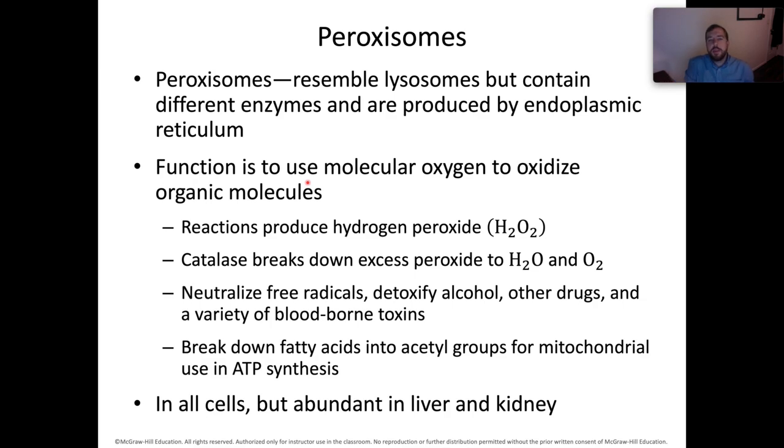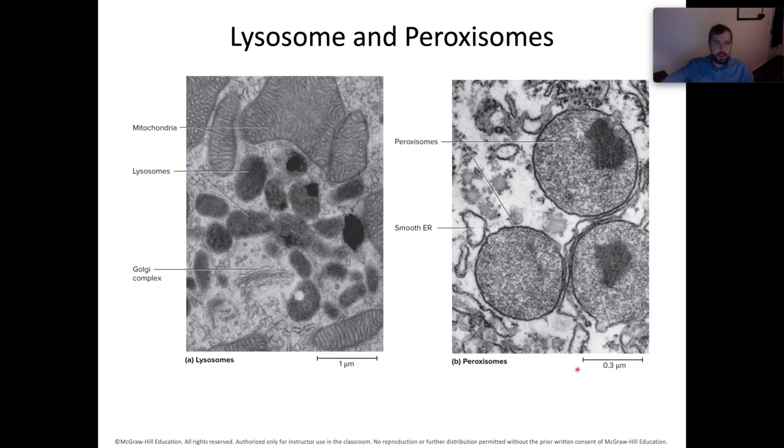Peroxisomes are similar, but they have different enzymes and they're produced by the ER. What they do is use molecular oxygen to poke holes in things. They produce hydrogen peroxide and they neutralize free radicals to detoxify things, but they can also play a role in host defense in your immune system. For example, you see a lot of these in the liver and the kidney where there's a lot of detoxification and blood filtering respectively. So here's some example of lysosomes and peroxisomes. They tend to be easy to find because they have those very nice circular structures.